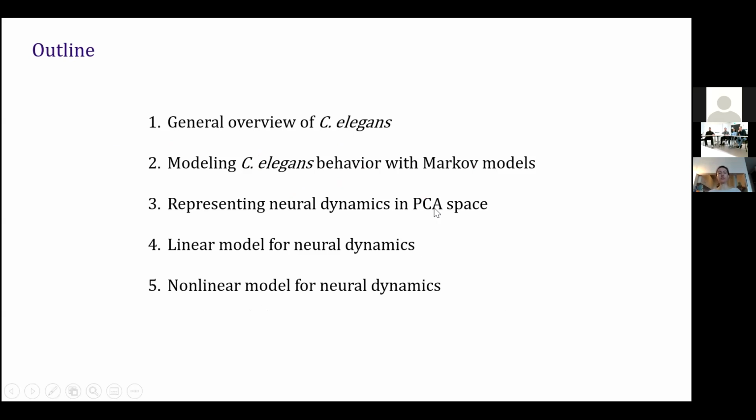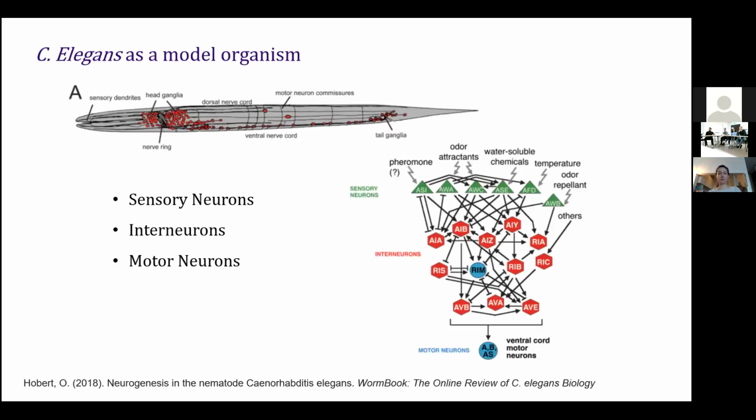So first I'm going to give a general overview of C. elegans. I'm going to talk about modeling their behavior with Markov models. Then I'm going to talk about representing the neural dynamics of the neurons in PCA space, linear models for these dynamics, and then global nonlinear models can be used.